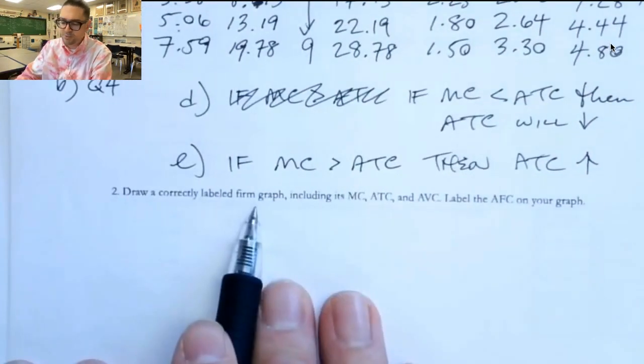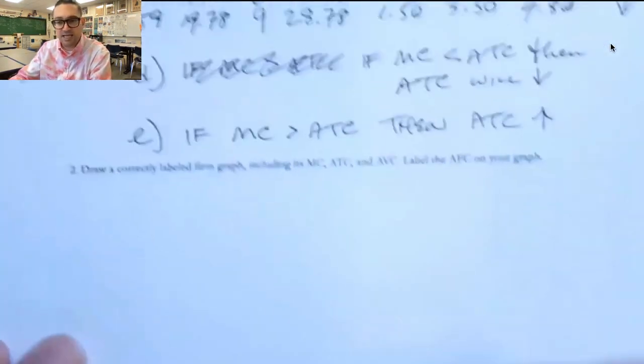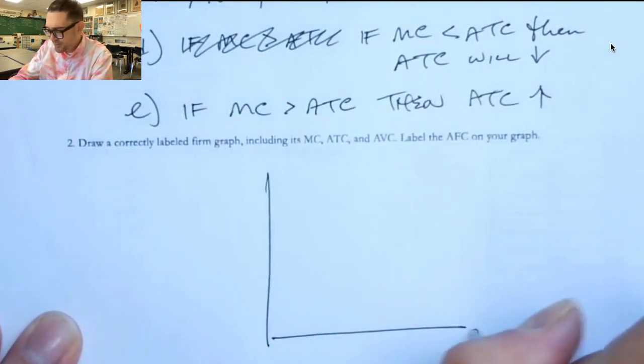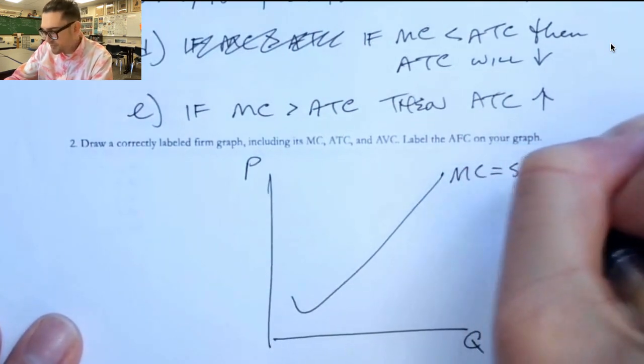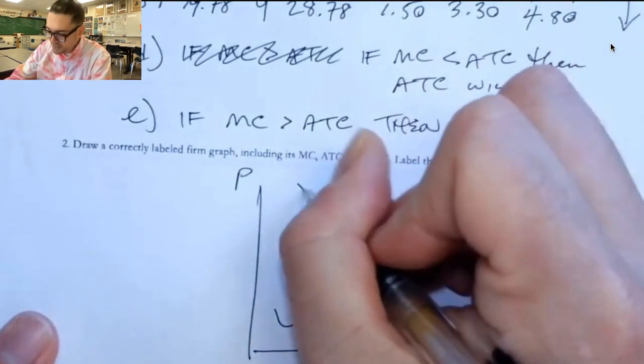Question 2, draw a correctly labeled graph of MC, ATC, AVC, and label the AFC. Way easier problem, way faster. We're going to knock this one out lickety split. There's our marginal cost curve. We know that's the firm's supply curve. Then we're going to label an ATC.